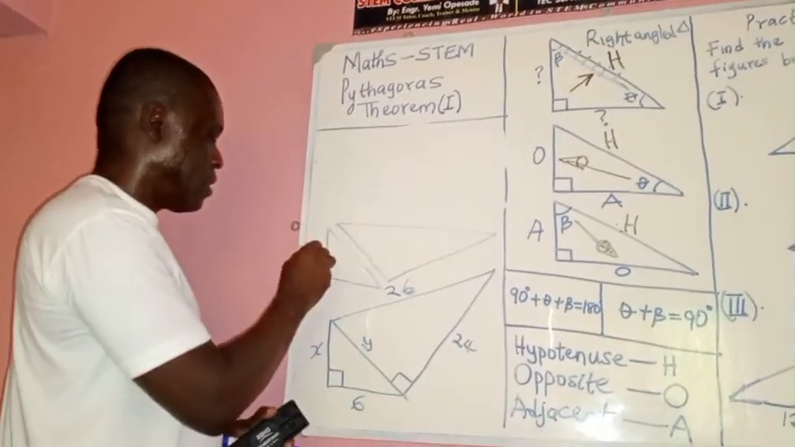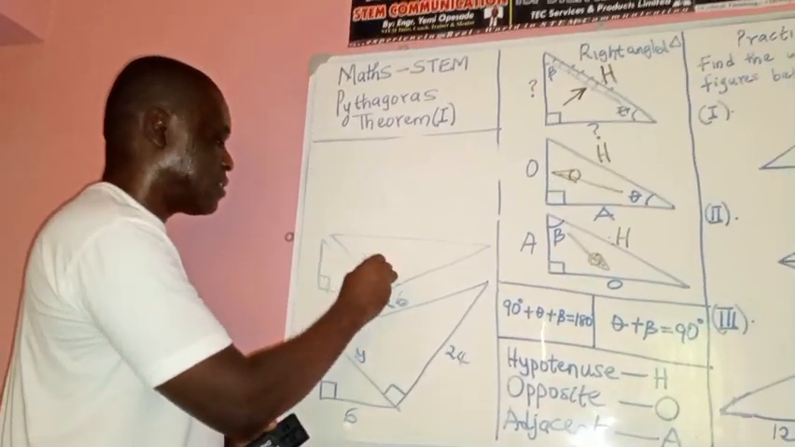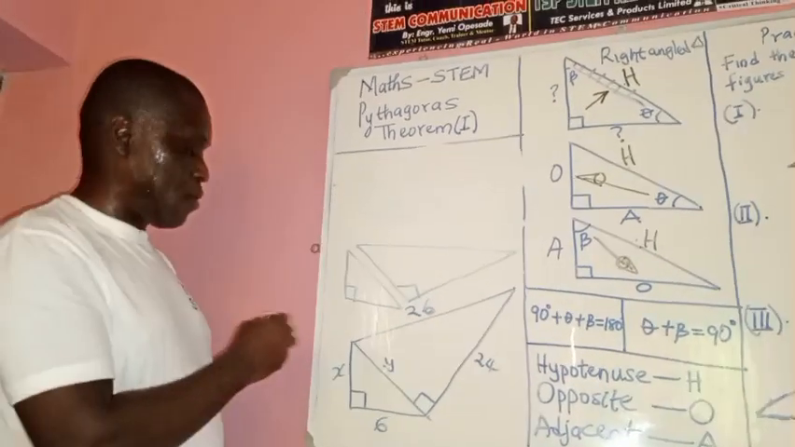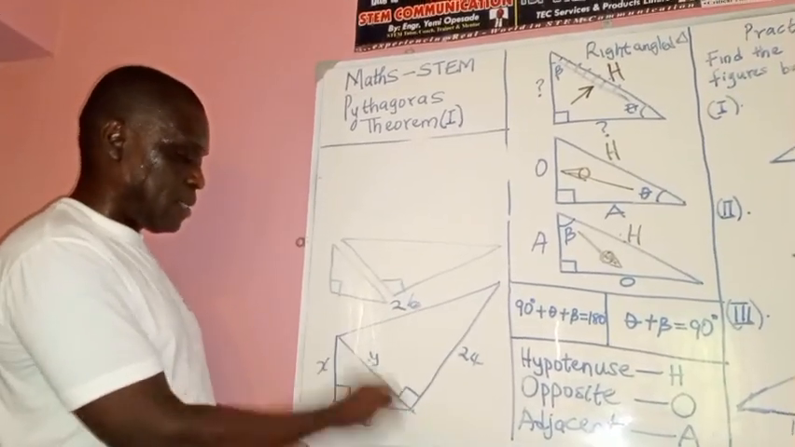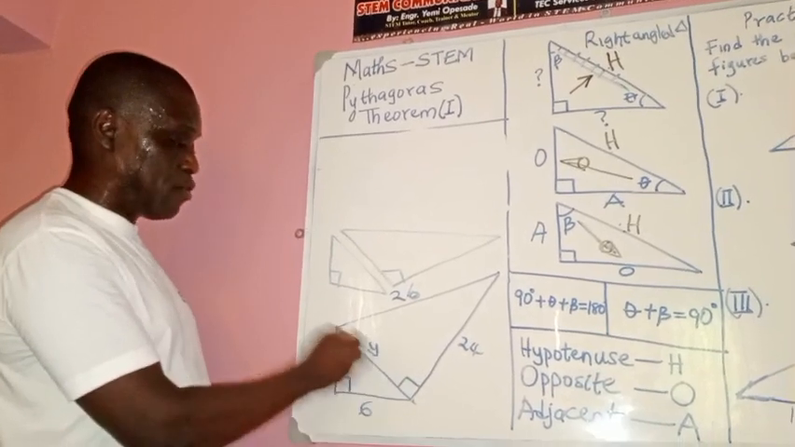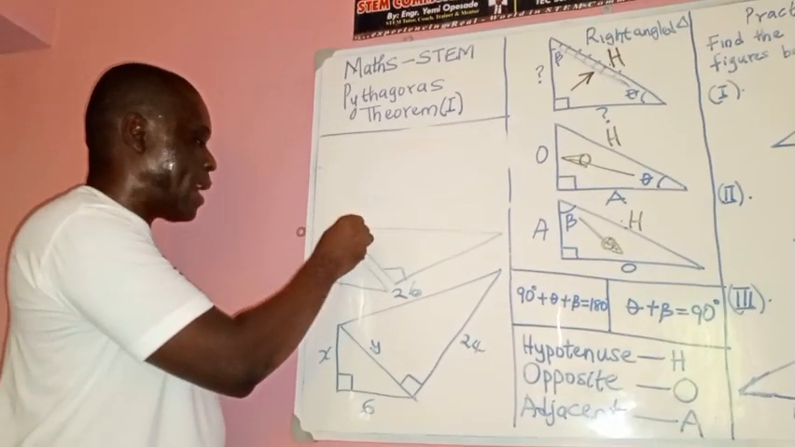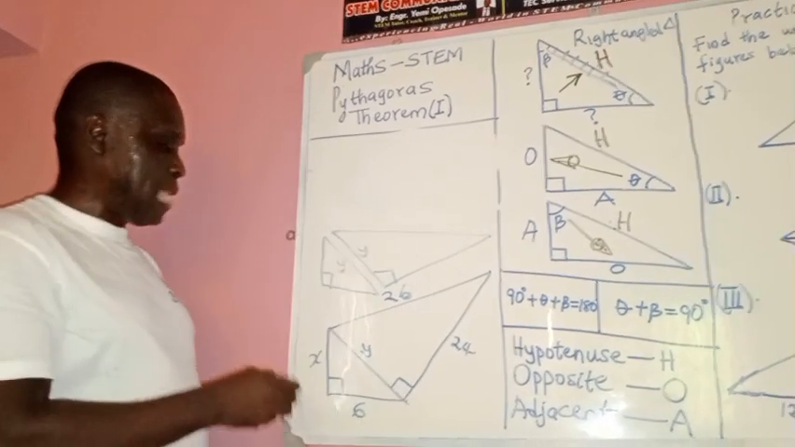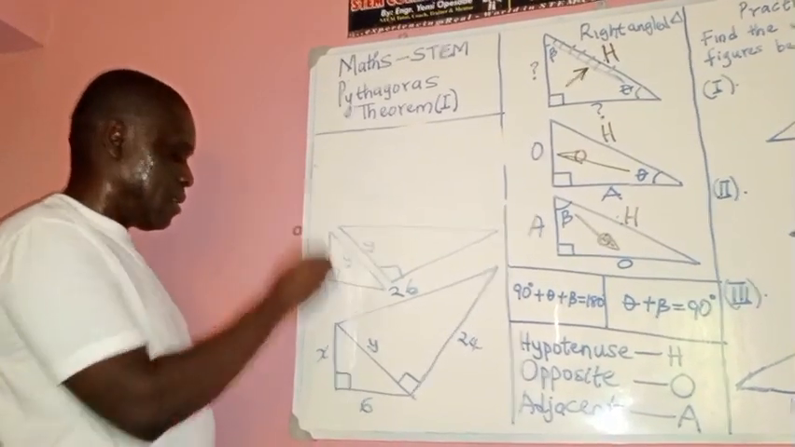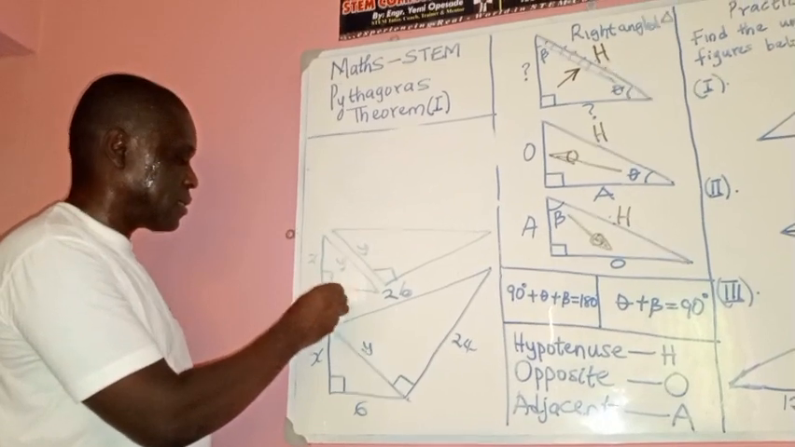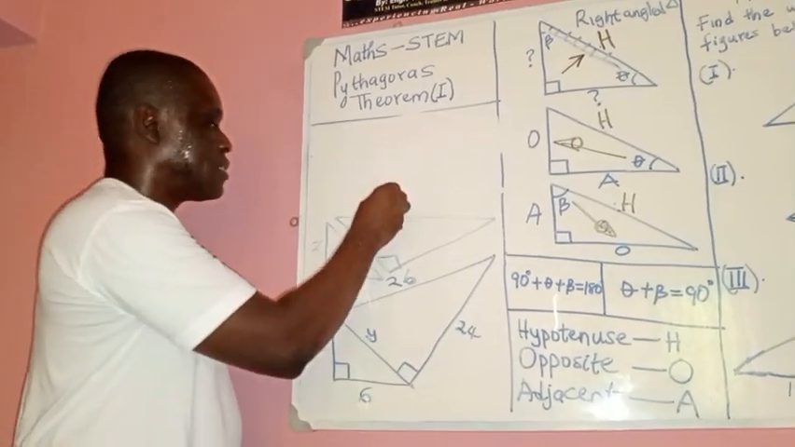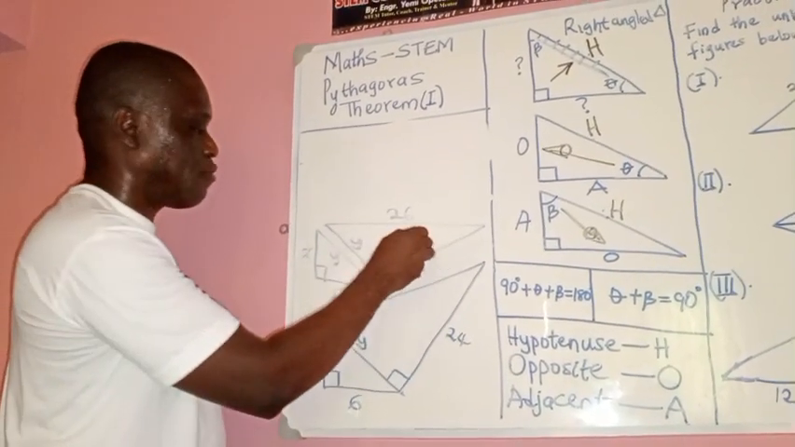This is a right angle triangle. This is a right angle triangle. The boundary length between this triangle and this triangle is y. This is also y here, okay? Now, this is x here. This is 6. This is 26. And this is 24.